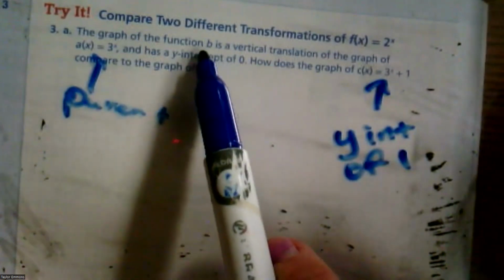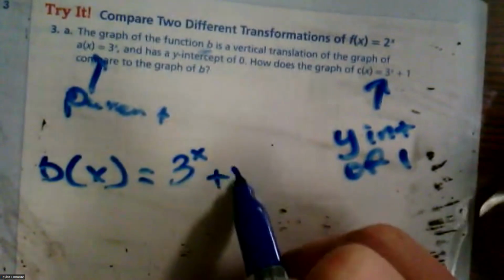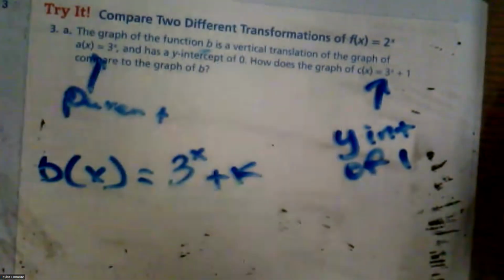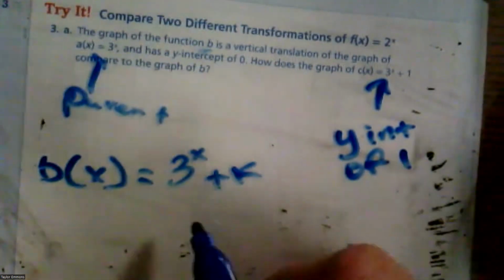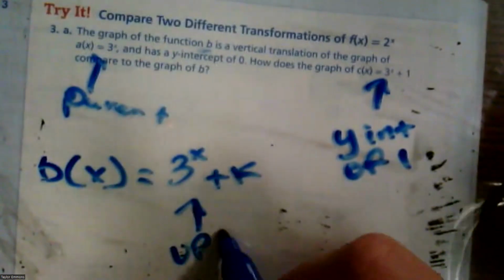They also talk about another vertical translation. So they talk about this b function. So b of x would have 3 to the x plus k. They didn't tell us what the vertical translation was. They just said there was a vertical translation. So this would be either up or down k units, because in this description, they said there's a function b that has a vertical translation of this graph. It would be plus or minus k.